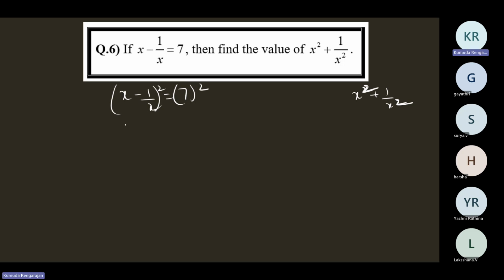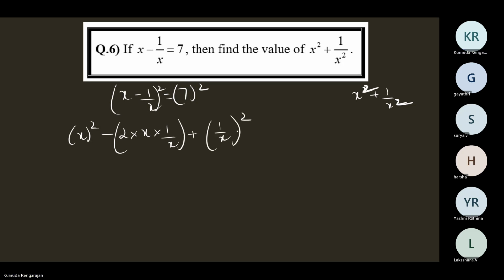So now the left hand side is like a minus b the whole square, which is a square minus 2 into a into b plus b square. A is x, b is 1 by x. A minus b the whole square, a is x, b is 1 by x. A square minus 2 into a into b plus b square.